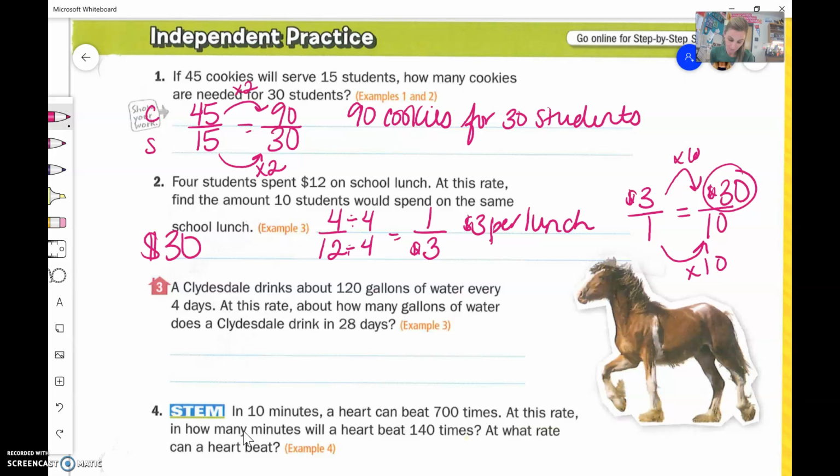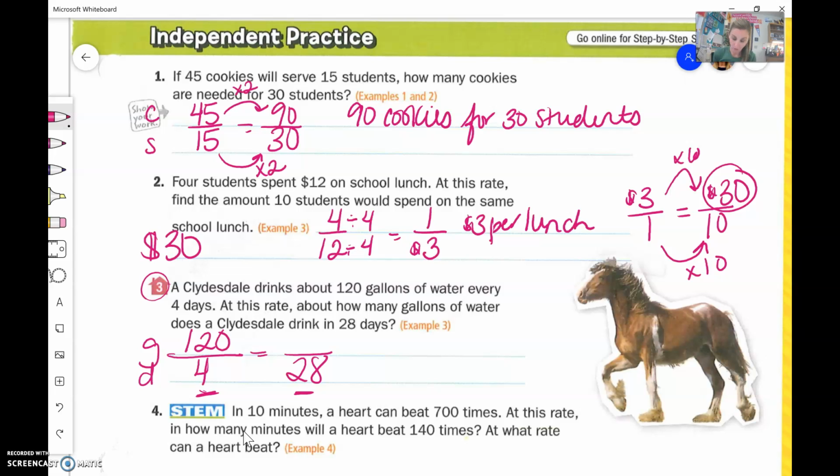Okay, let's take a look at number 3. A Clydesdale drinks 120 gallons of water every 4 days. At this rate, how many gallons of water does a Clydesdale drink in 28 days? So 120, so we're talking gallons to 4 days. I want to know how many he's going to drink in 28 days. Notice that I have my days lined up.